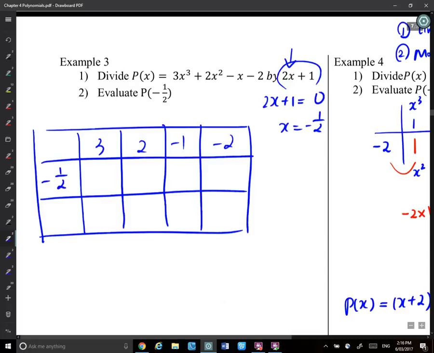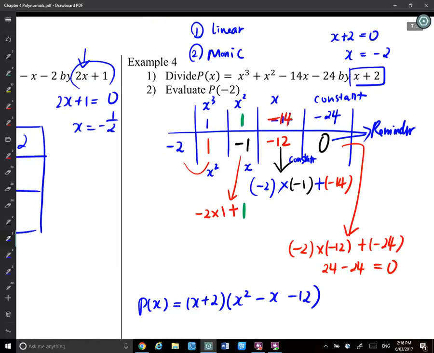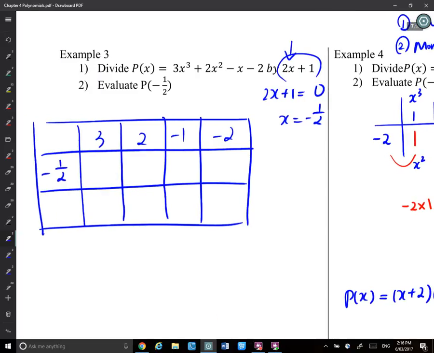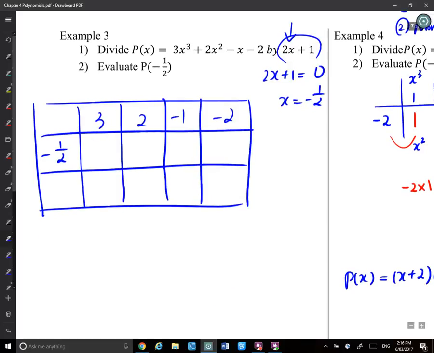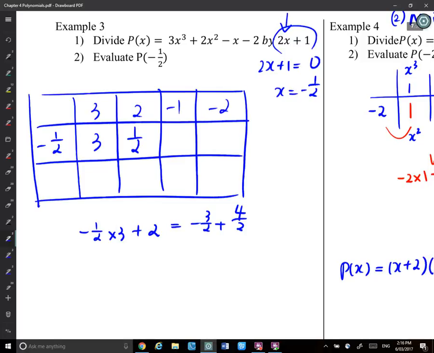Okay, it's minus a half. Remember, earlier I put x plus 2 equals 0, so I put minus 2 in. Similarly, I will still put minus a half in for this. The way to create the table is the same. I'll put the 3 down, and then I will do negative a half times 3, plus 2. That gives you negative 3 on 2 plus 2 on 4, and that will give you a half.